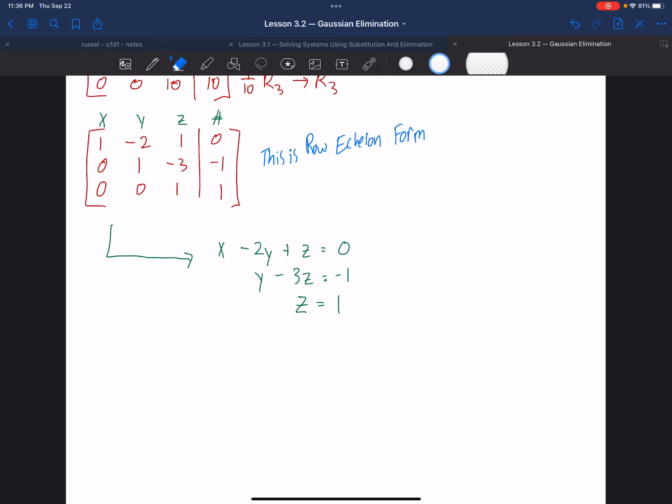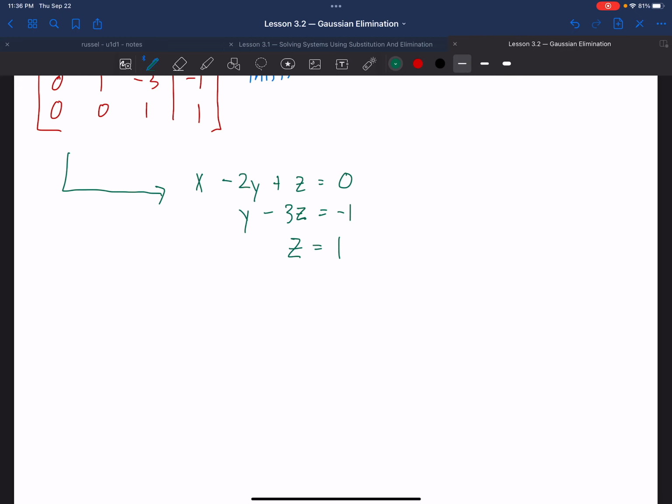Because there's no x, there's no y. Minus 3z equals negative 1. Okay. And from here, you just use this to solve, right? Y minus 3z equals negative 1, but z is 1. So y minus 3 equals negative 1. Add 3 to both sides. Y equals 2.